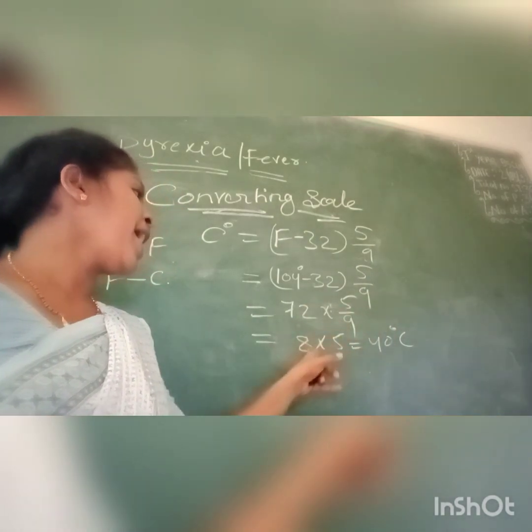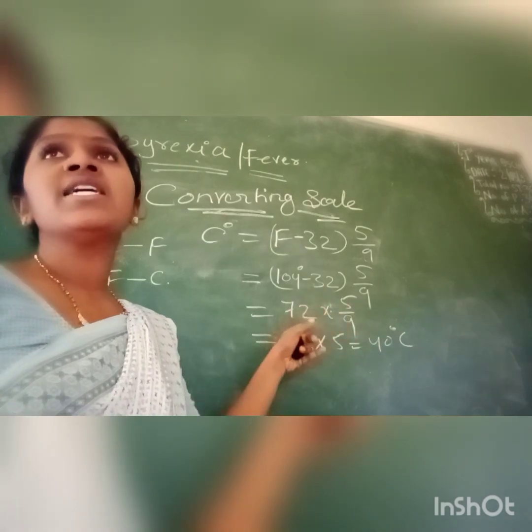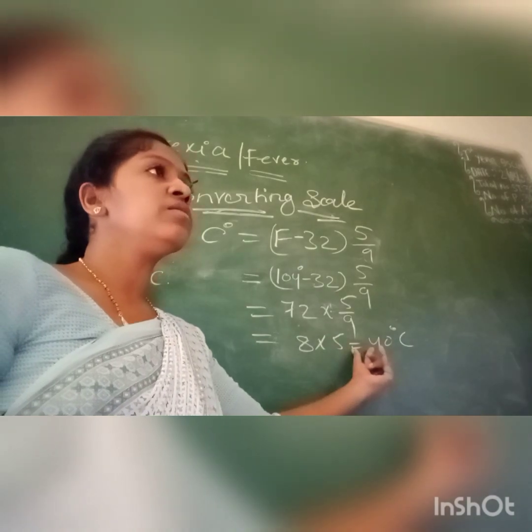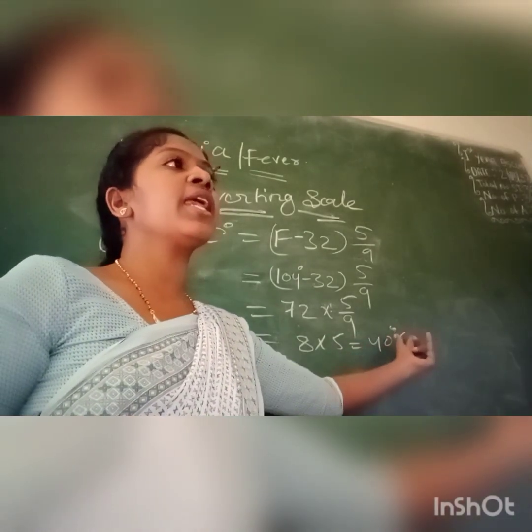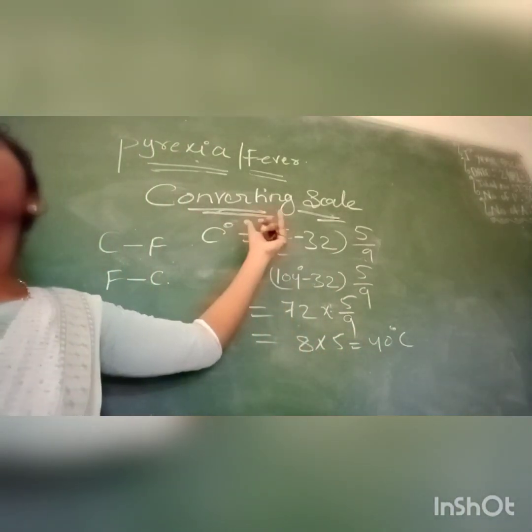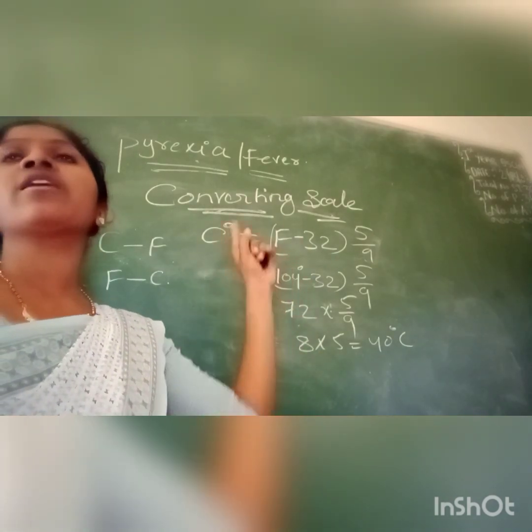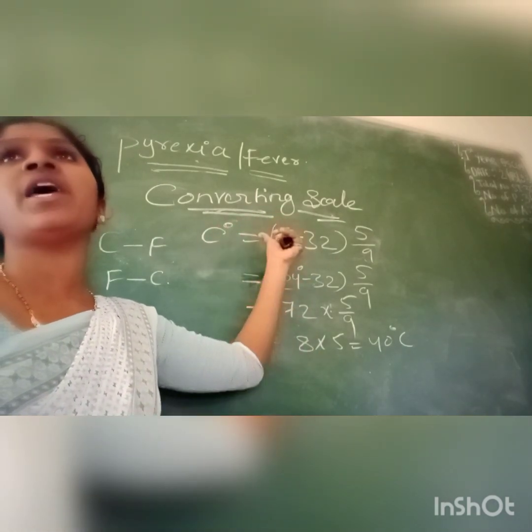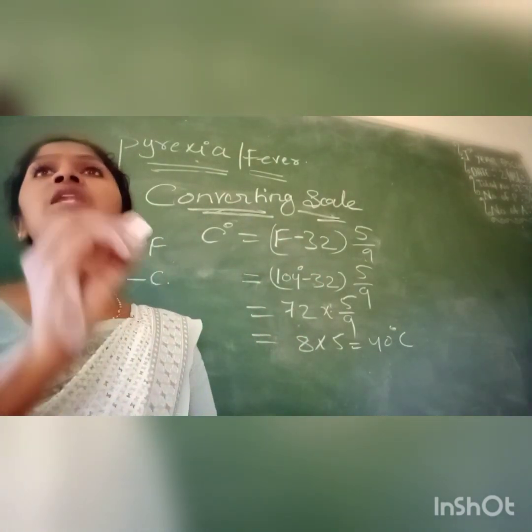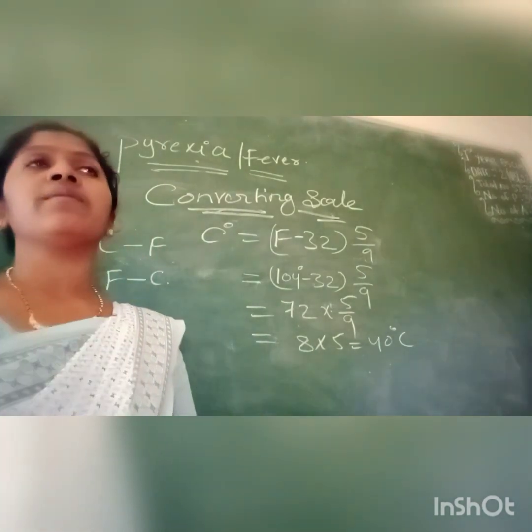9 eights are 72. Okay. 8 into 5 is equal to 40 degrees Celsius. It is very simple. If you remember the formula, the converting formula from Fahrenheit to Celsius is F minus 32 into 5 by 9. F minus 32 into 5 by 9.